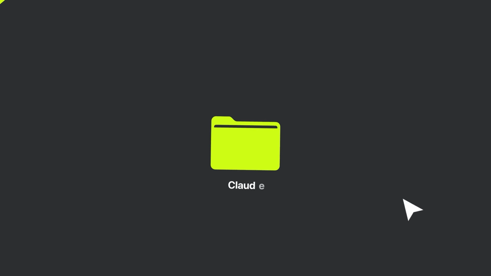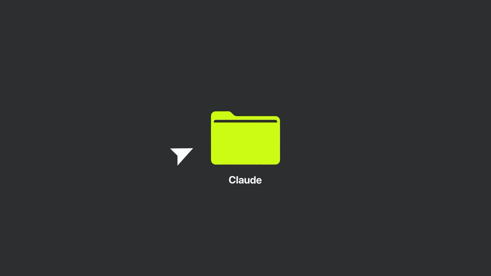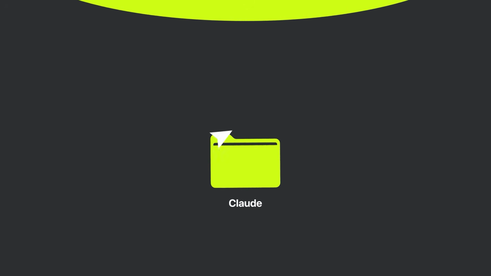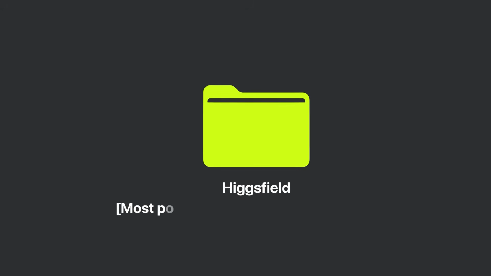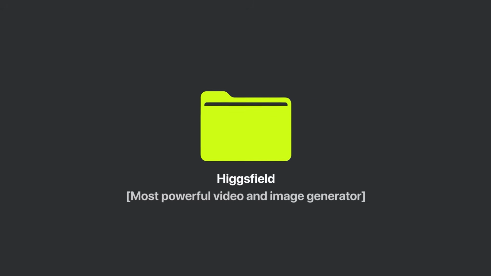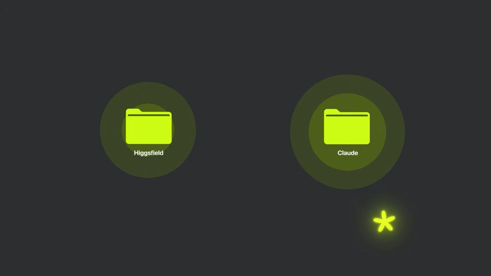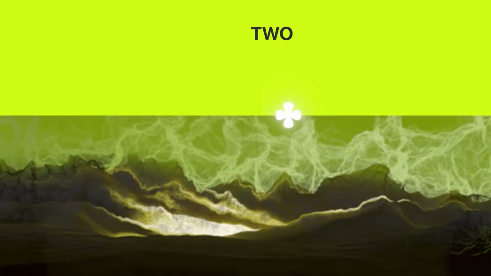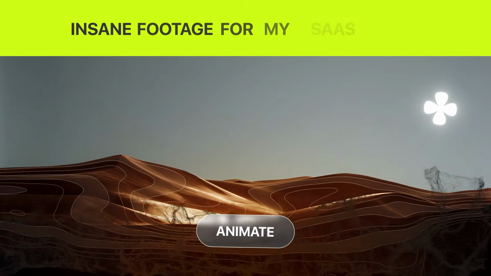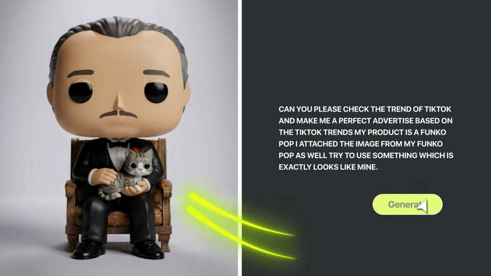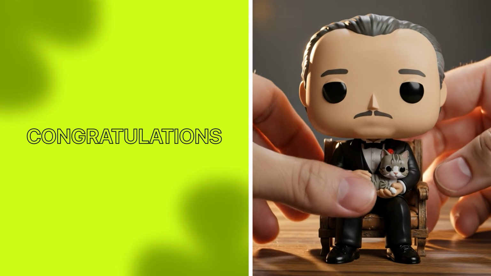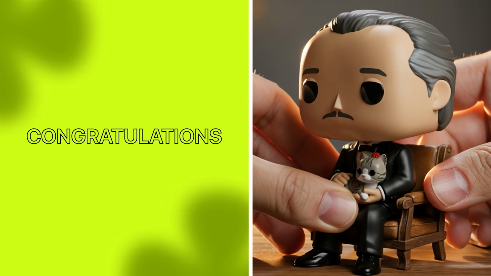AI. It's an interesting vocabulary, but as long as you don't know how to use it in this industry, it's useless. So in this video, I have two different ideas that I'm gonna achieve by connecting one of the most powerful video and image generators to one of the most powerful AIs, and then do these two things. Try to make some insane footage for my SaaS animation, and see if it's possible to make some insane advertisement for anything and surprise my client with some high quality voice.